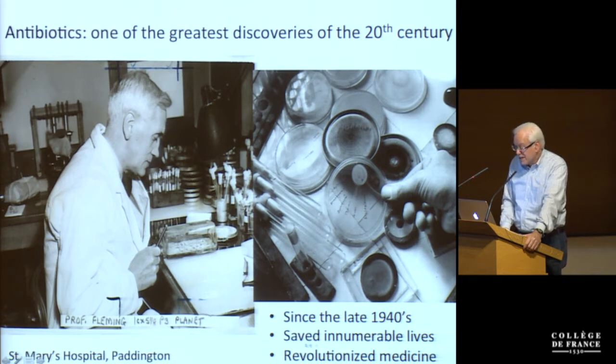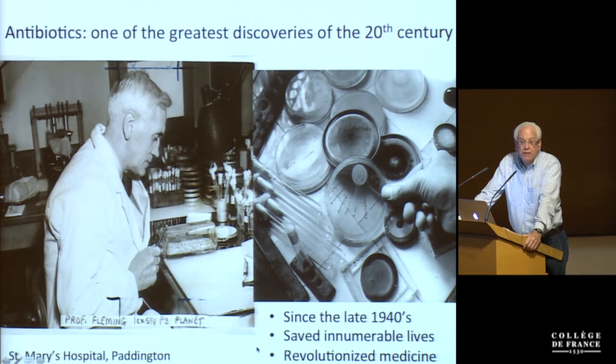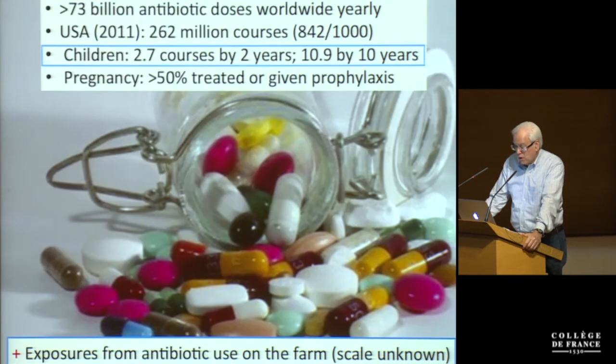Antibiotics have saved innumerable lives. Antibiotics have revolutionized every phase of medicine. And as a consequence, health providers have been using antibiotics more and more and more. How much more? Well, as Henrik showed earlier, a recent estimate is that there were 73 billion antibiotic doses taken by humans annually. That's 10 pills of antibiotics for every man, woman, and child on Earth, and those numbers are going up.